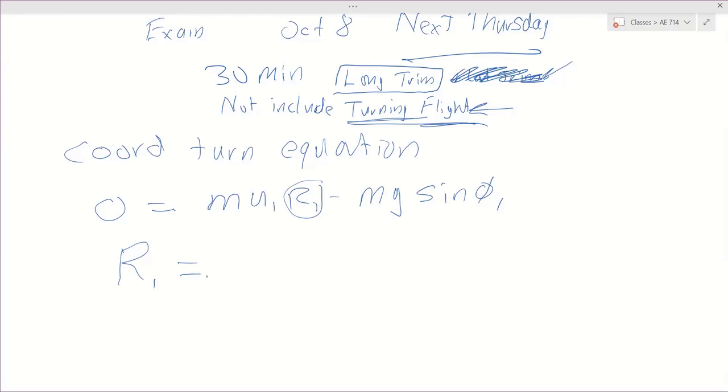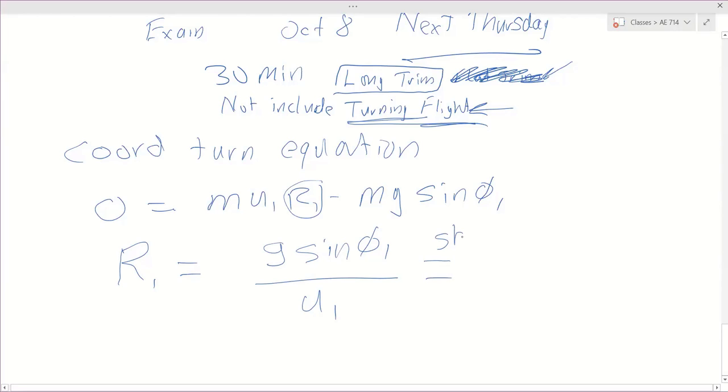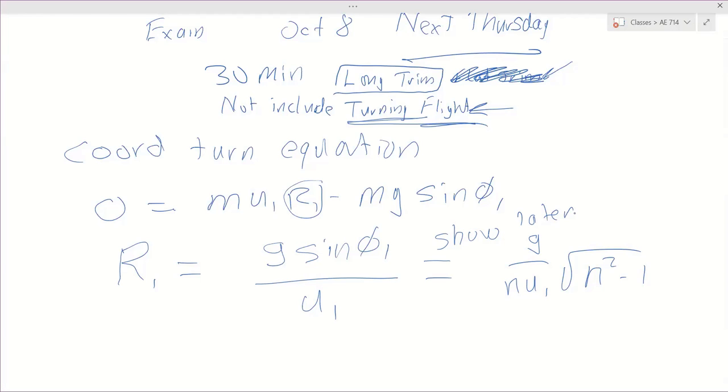Anyway, so R1 is g sine of phi1 over U1. And I'll show you at the end of the lecture that we can express this in terms of load factor, like that, but we're going to show that later. We will use it. It's not hard. You express cosine phi in terms of 1 over n, and you do some algebra and trig, and you're good.